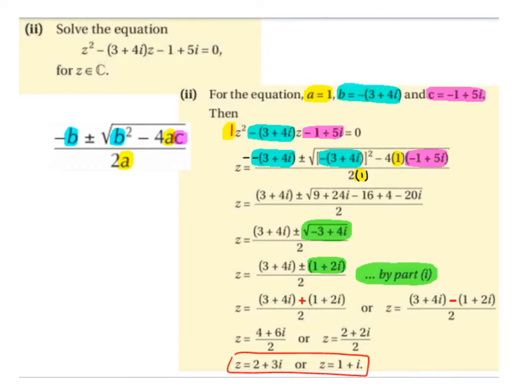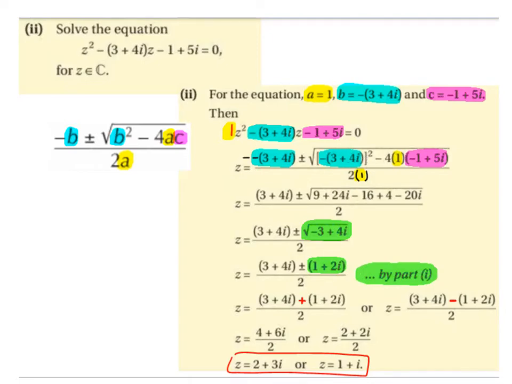So, substituting into our formula, we end up with minus 3 plus 4i plus minus the square root of minus 3 plus 4i squared minus 4 times 1 times minus 1 plus 5i, all divided by 2 times 1. Then we simplify. Minus times a minus gives a plus. Minus 3 plus 4i squared will give us 9 plus 24i minus 16.